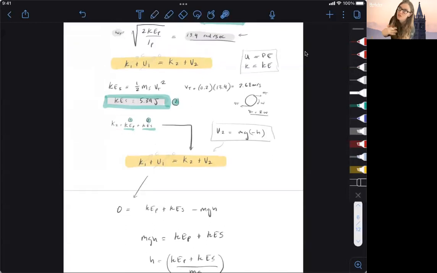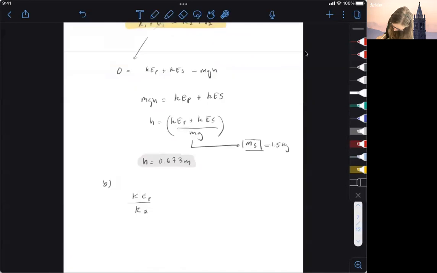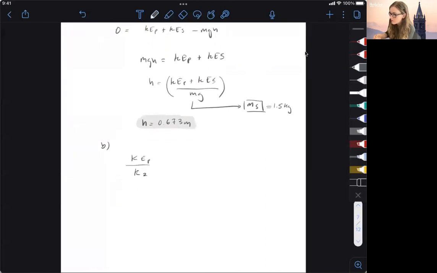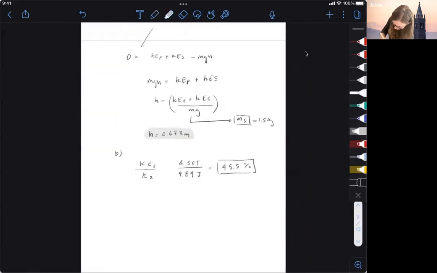So we just want to know how much of the kinetic energy the pulley has, not how much of the total system energy, just the kinetic, okay? So what was the pulley? The pulley was, yeah. So we have 4.50 joules, and then the total for K2 is 9.89 joules. So the kinetic energy that the pulley has in the system is equal to about 45.5%. So that one's just the ratio that they want to ask you for.